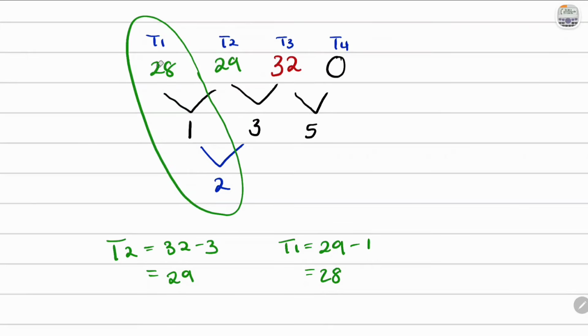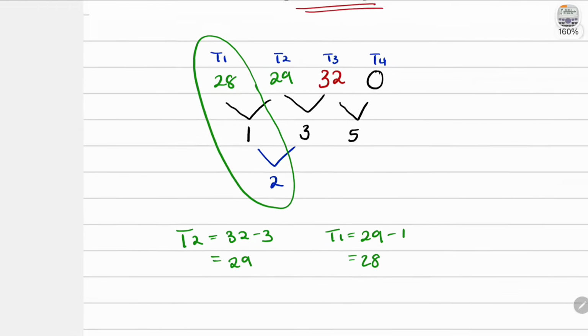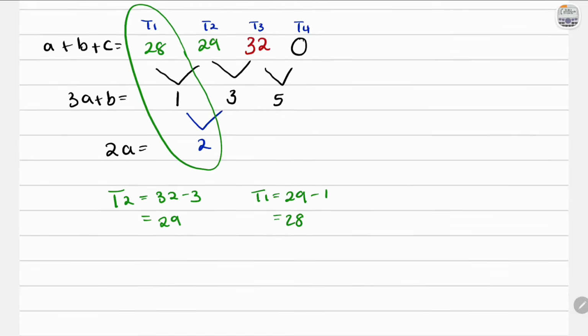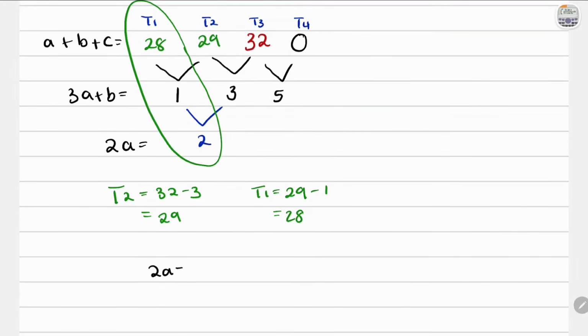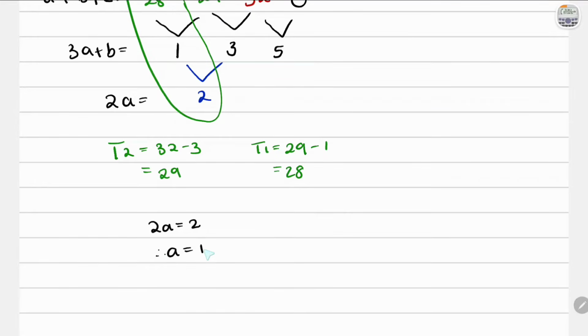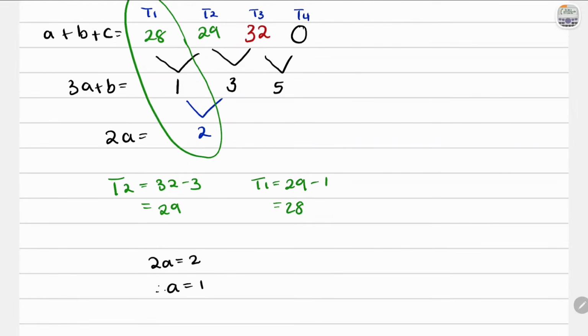Okay, now that we have these, we can finally find a, b and c. Remember to equate them to what they should be equal to. This is 2a, this is 3a plus b, and this is a plus b plus c. Let's go ahead and find this. So 2a is equal to 2, and then solve for a. That means that a is equal to 1 because we divide both sides by 2.